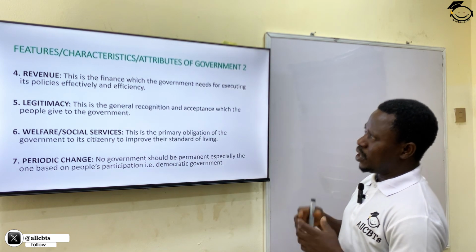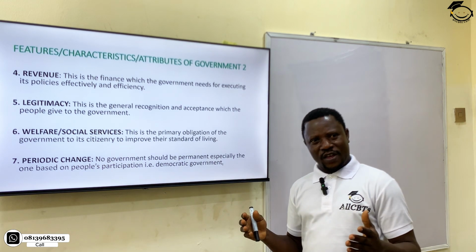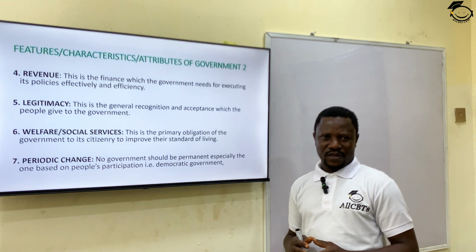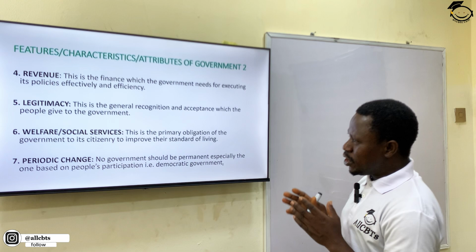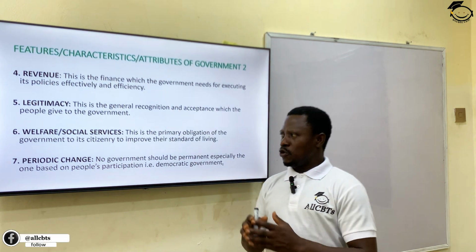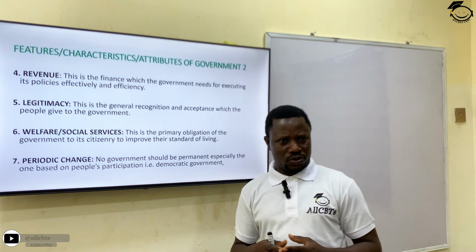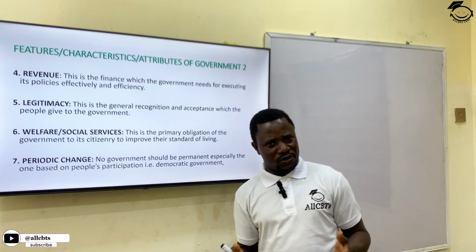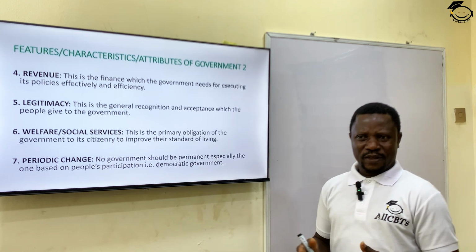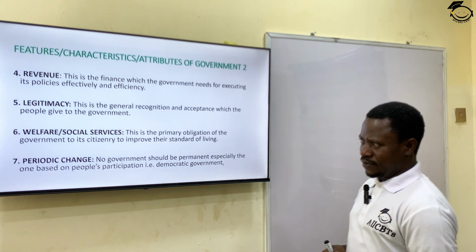What again makes up government as a distinct institution of the state? Welfare and social services. This is a major and primary obligation of the government to provide social amenities and infrastructures, good roads, schools, power supply, okay, that will make life meaningful and better for the citizenry.